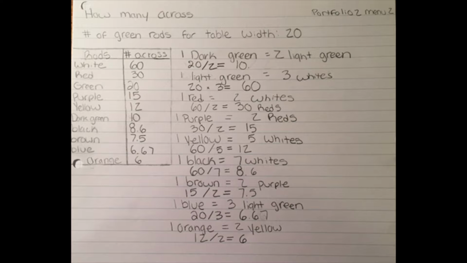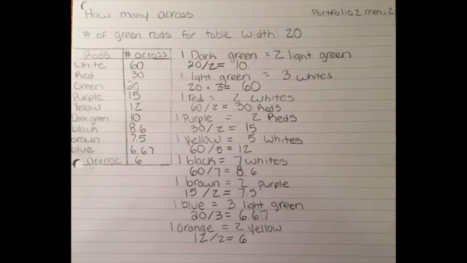The next rod I moved to was the yellow rod. Since there was no other color that was half the size of yellow, I decided to use whites for this. And I know for 1 yellow, it takes 5 whites. So I divided 60, which is the total number of whites, by 5, which is how many times whites goes into yellow, to get the number of yellow, and I got 12. So it takes 12 yellow rods to get across the table.